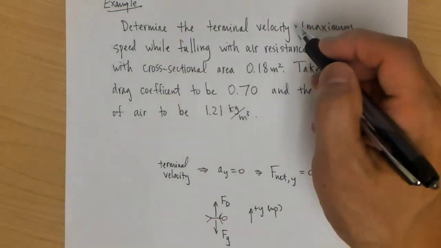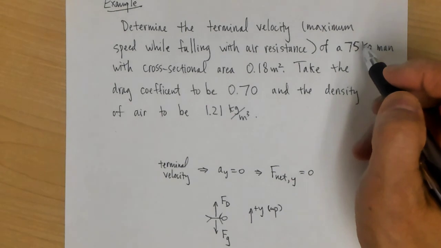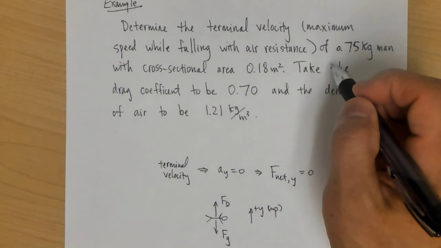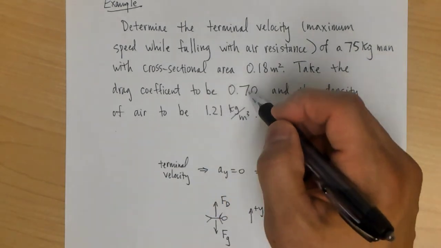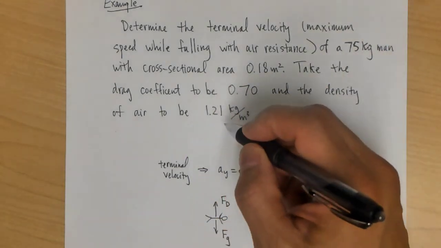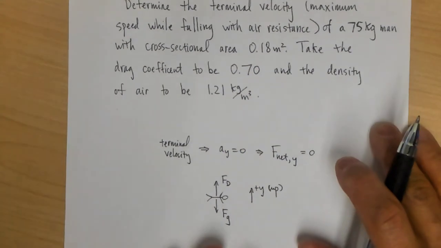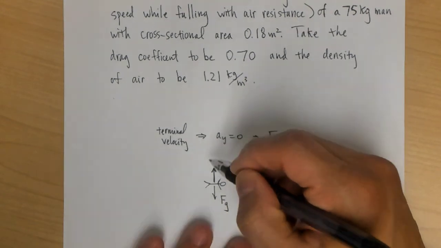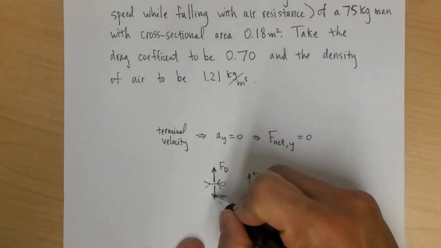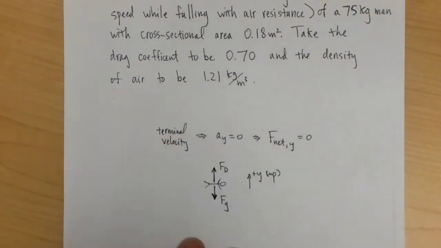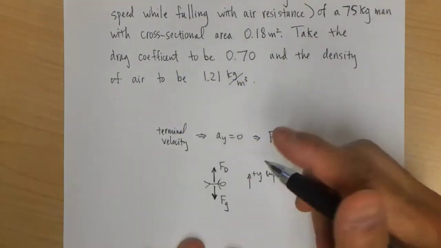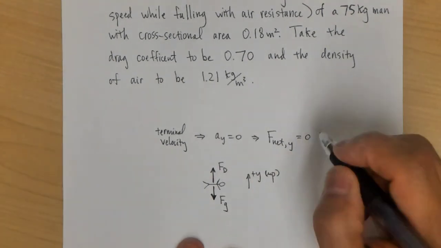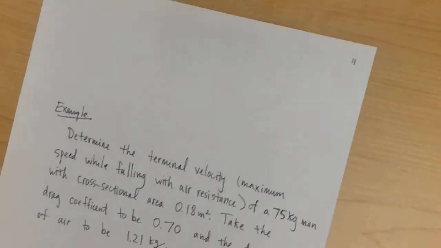Let's calculate the terminal velocity for a 75 kilogram man with cross-sectional area of 0.18 square meters. Let's take the drag coefficient of air to be 0.70 and the density of air to be 1.21 kilograms per cubic meter. Terminal velocity means that the drag force of air resistance cancels out the force of gravity. Terminal meaning the final velocity, you don't get any faster. So the acceleration in the y direction is 0, so the net force in the y direction is 0, so these things must cancel.